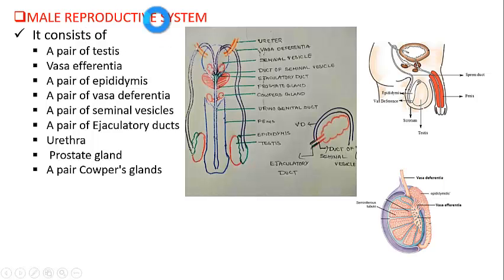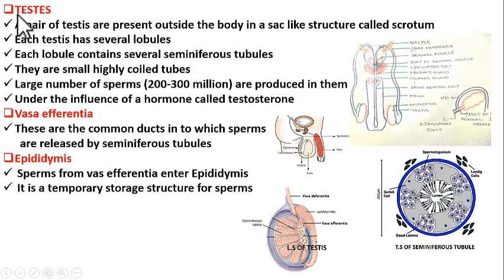So the first part is testis, right? Testes is plural, testis is singular. So how many testes are present? A pair of testes are present. And where are they present? They are present outside the body, inside a sac-like structure called scrotum. So this is the scrotum, the bag-like structure in which the testes are present.